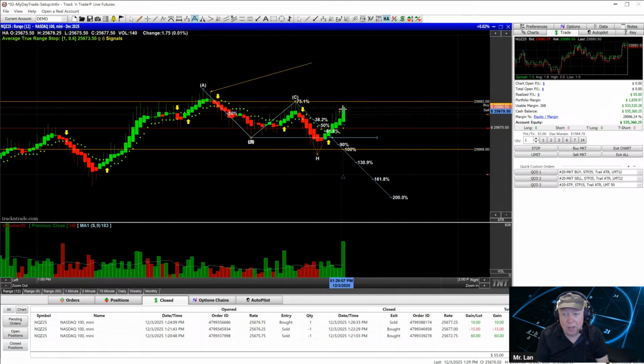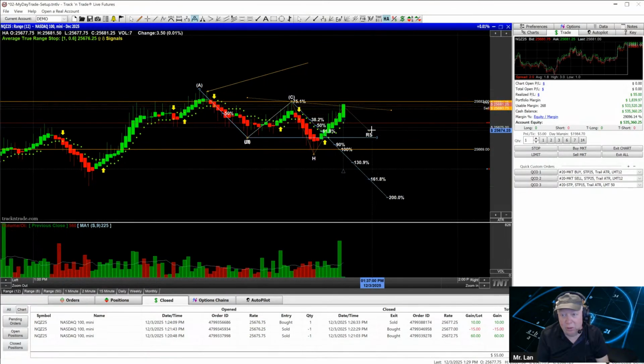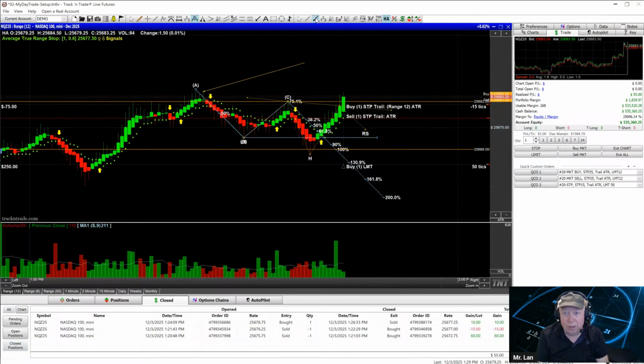This would be our head. We're working on the little neckline right here, and then we get a little right shoulder down in here. And then possibly it could take off and go back up like that. But it's just taking off here. Whoa, look at it go. Man, that thing's on fire.